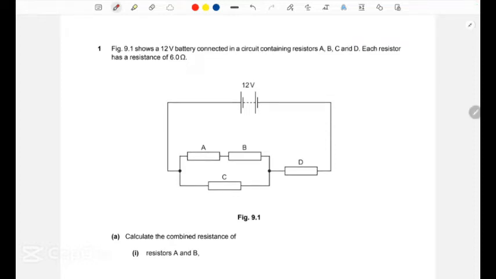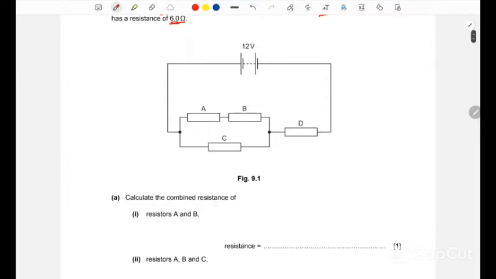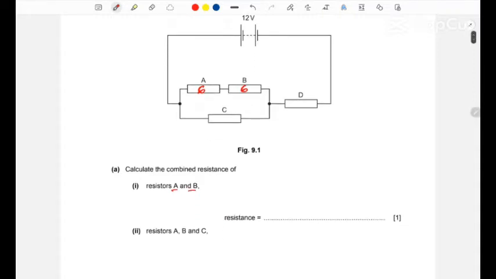So let's start with the first question. Figure 9.1 shows a 12-volt battery connected in a circuit containing resistors A, B, C, and D. Each resistor has a resistance of 6 ohms. Calculate the combined resistance of A and B. So A and B, they're both 6 ohms, and they're in series. So what we do is we just add the resistance. 6 plus 6 is going to be 12 ohms.